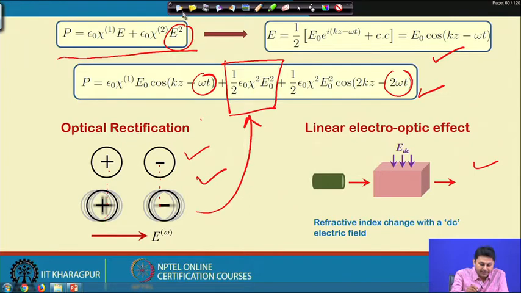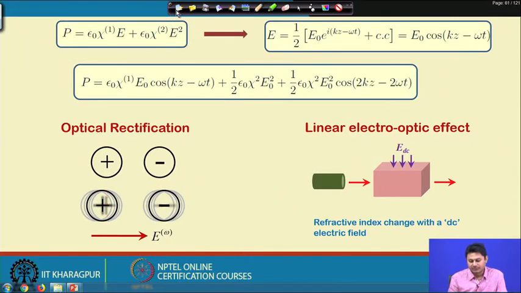Well, what happens if, with this condition, we launch an additional electric field from the outside? This is the linear electro-optic effect. That means I am launching an electric field, this is a system, and this system is nonlinear in nature.